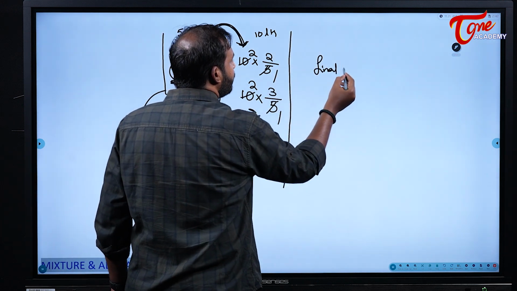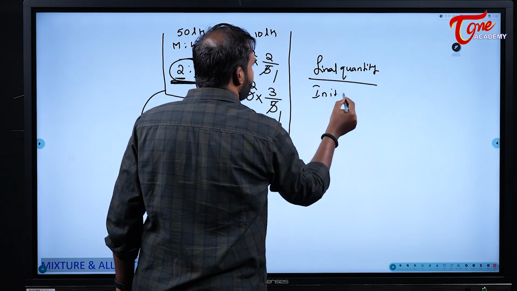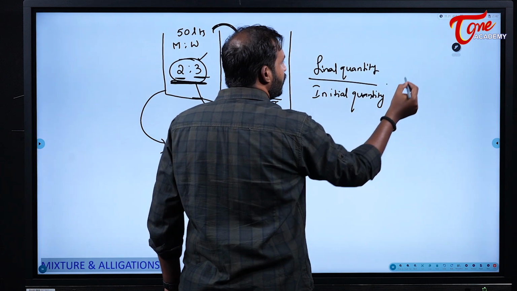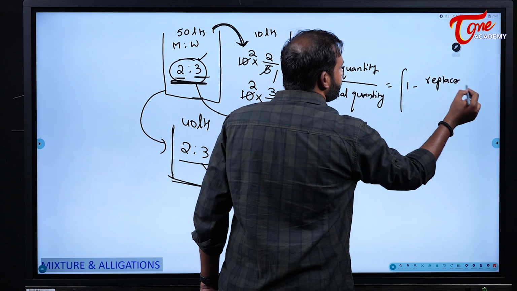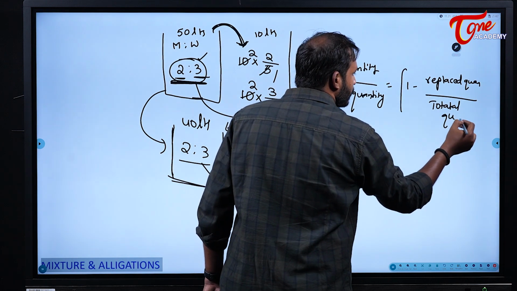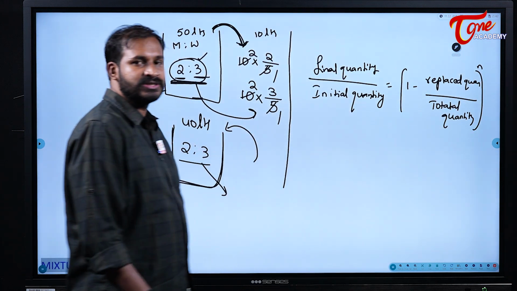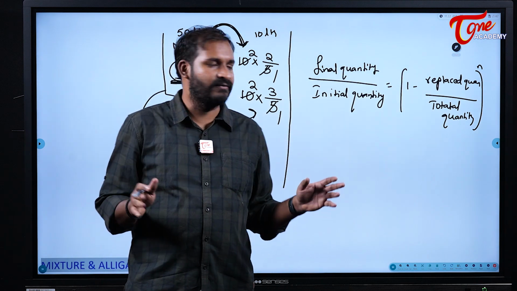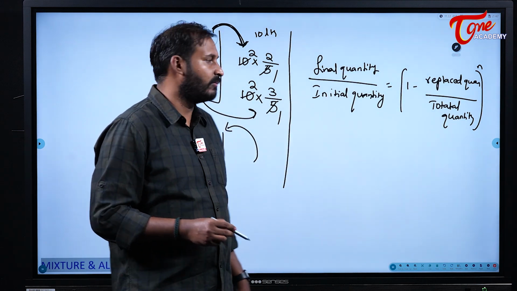Final quantity by initial quantity is equal to 1 minus replaced quantity by total quantity, whole to the power of n, where n is the number of times the process was done. Whenever a jar is filled with a quantity of liquid and it is replaced with some equal quantity, then we will use this formula.